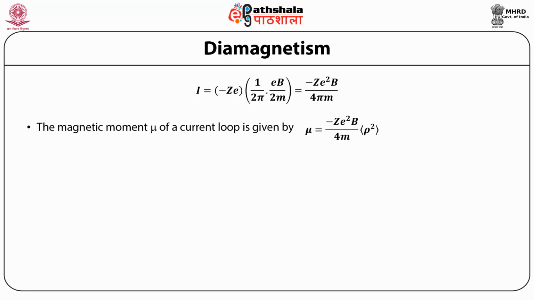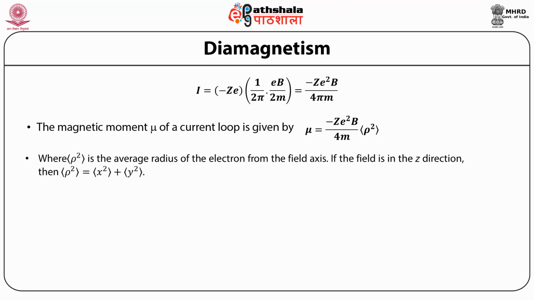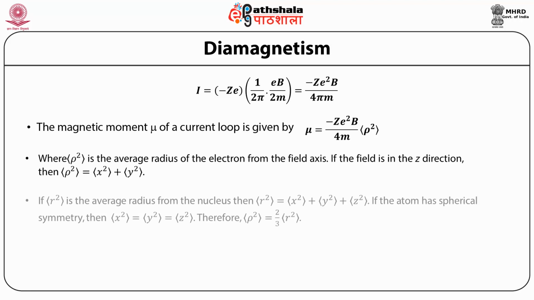So the magnetic moment of a current loop is given by mu equal to minus Ze square B over 4m into rho square, where rho square is the average radius of the electron from the field axis. If the field is in the z direction, then rho square is equal to x square plus y square, and r square is the average radius from the nucleus, so r square is equal to x square plus y square plus z square. If the atom has spherical symmetry, then x square is equal to y square equal to z square. Therefore, rho square is equal to 2 by 3 r square.